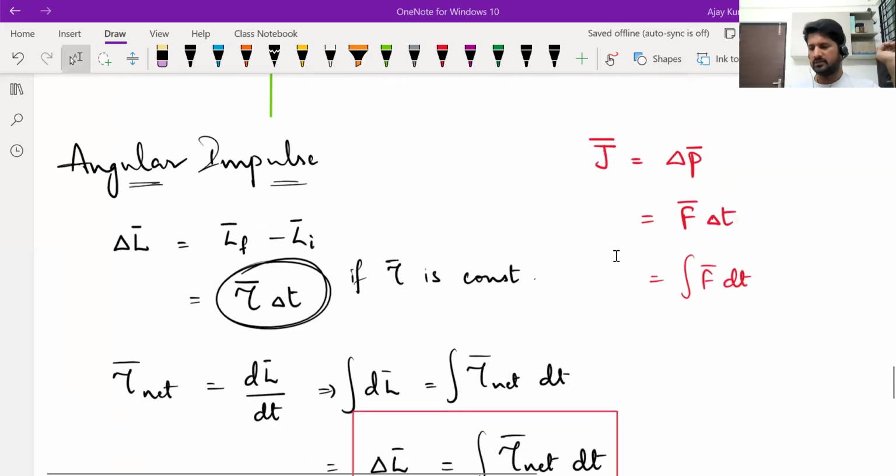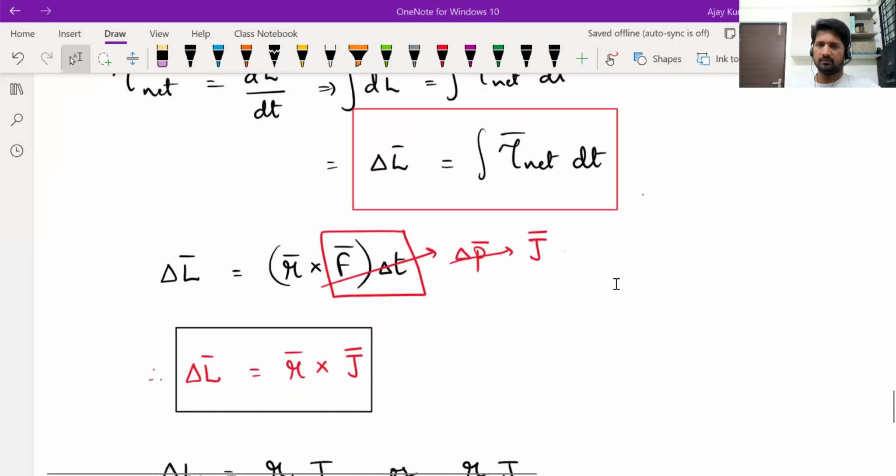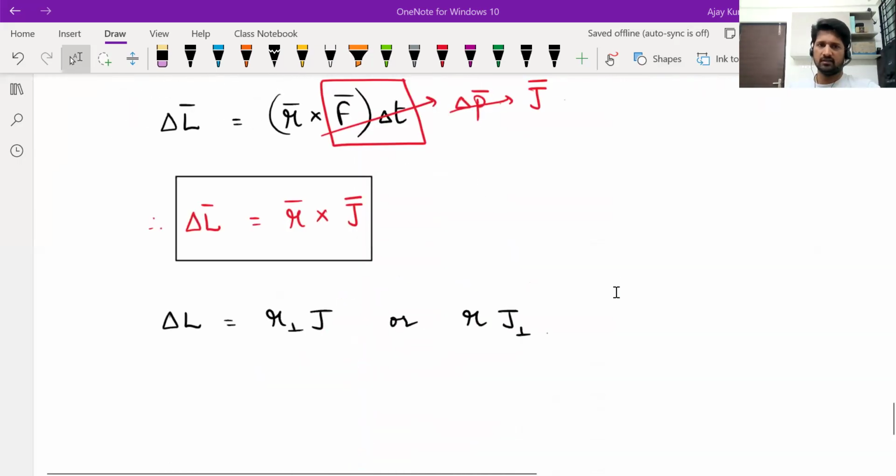Simple, you can draw an analogy. Linear impulse is change in linear momentum, angular impulse is change in angular momentum. What changes angular momentum? Torque. So angular impulse should depend on torque. Delta L is equal to integral tau dt. Okay, if you take tau as r cross F, then you will see that delta L is equal to r cross J. Angular impulse is r cross linear impulse.